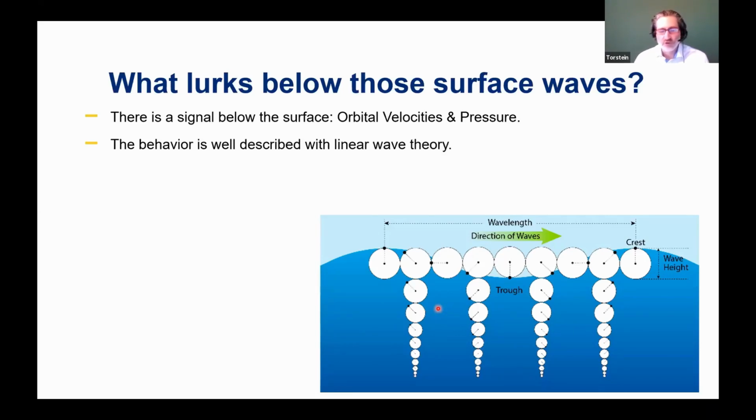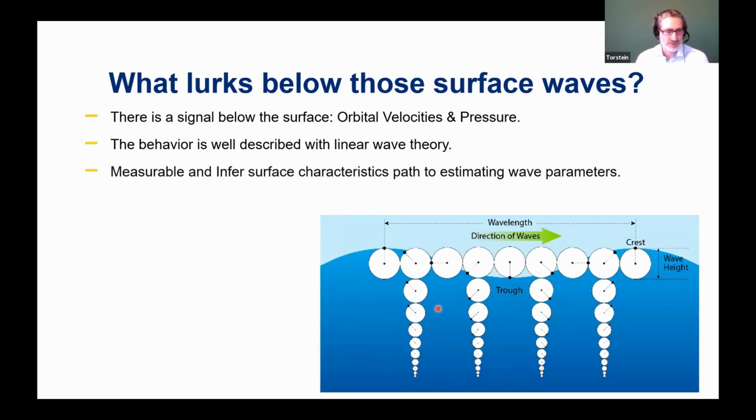So one thing that we know is that these behaviors are well described by linear wave theory. That means that we can model and understand these quite well, have an analytic description of what it is. When we measure these properties of waves, these orbital velocities, down at the bottom, we're not really measuring the waves directly. What we're doing is we're applying transfer functions and we're inferring what's going on up at the surface.